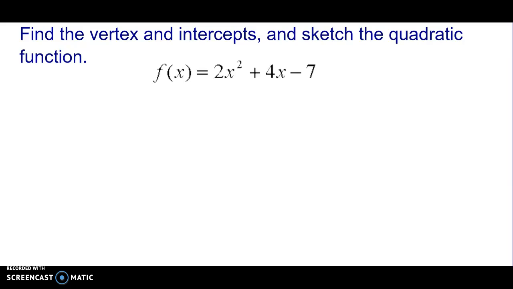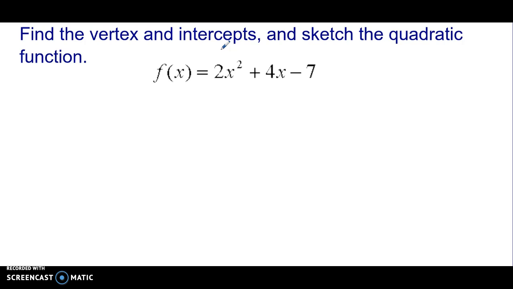So let's apply this to an example. It says here, find the vertex and intercepts. So we're given this function f of x in standard form, right? We want to put this into vertex form. We find the actual vertex of this, and also we want to find the intercepts. And then we're going to make just a rough sketch of the function. It doesn't have to be perfect or anything like that.